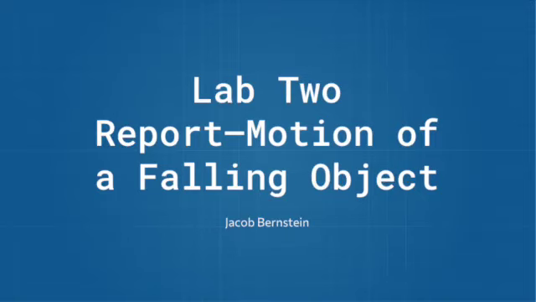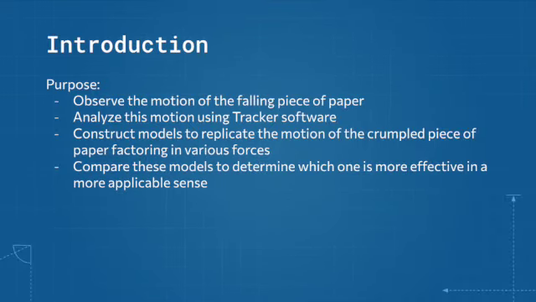Lab 2, Motion of a Falling Object. In Lab 2, we will explore the dynamics of a falling object. The goal of this lab is to study the behavior of a crumpled piece of paper as it falls from rest and then to analyze its motion using a software called Tracker.